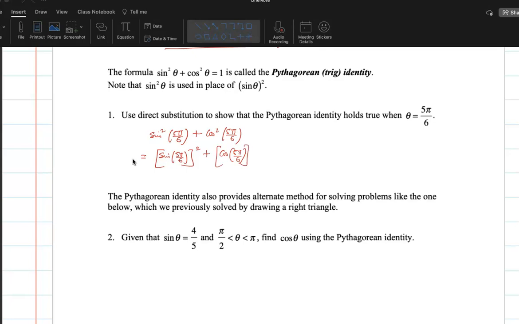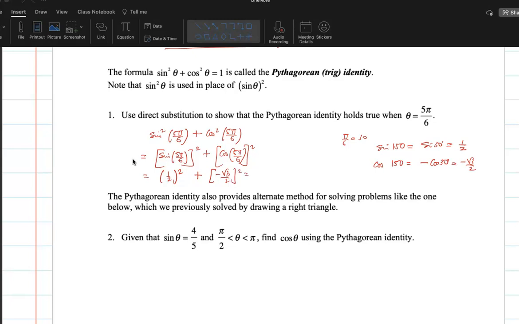Now pi by 6 is 30 degrees, so 5 pi by 6 is 150 degrees. Sine 150 is the same as sine 30, and the value of sine 30 is half. So this becomes half squared, because that's sine squared. Plus cos 150, which is minus cos 30, because all silver teacups, cos is negative in the second quadrant. So it's minus root 3 by 2, squared.